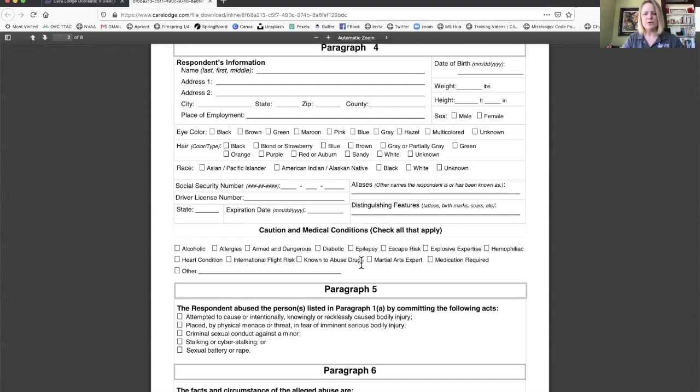Are they known to abuse drugs? Do they have diabetes or do they have seizures? Do you feel like they may run or hide from the police as to not get served the protection order? You can select any that apply here. Also, if there's anything in addition that's not listed here that you think the court or law enforcement needs to know about the person you're filing against, indicate that here on this line.